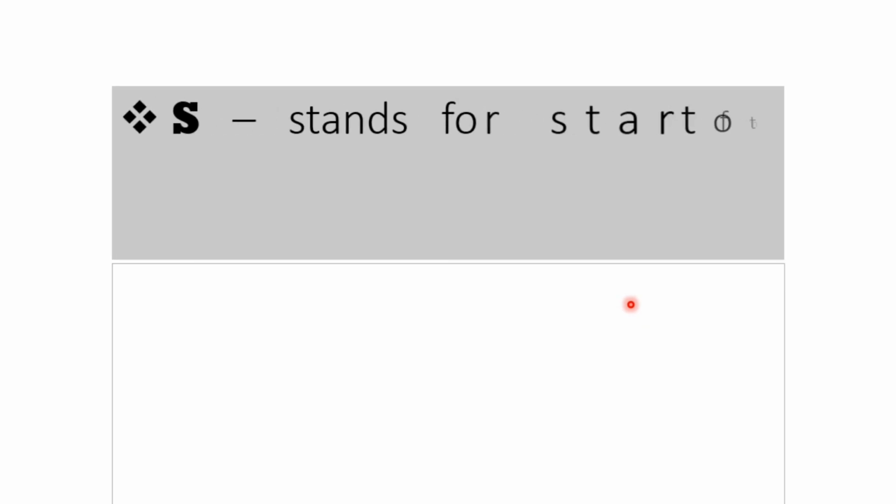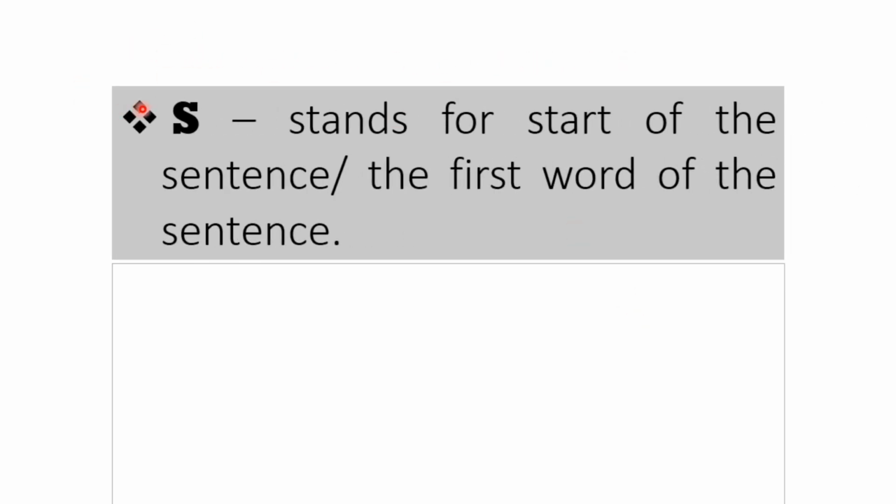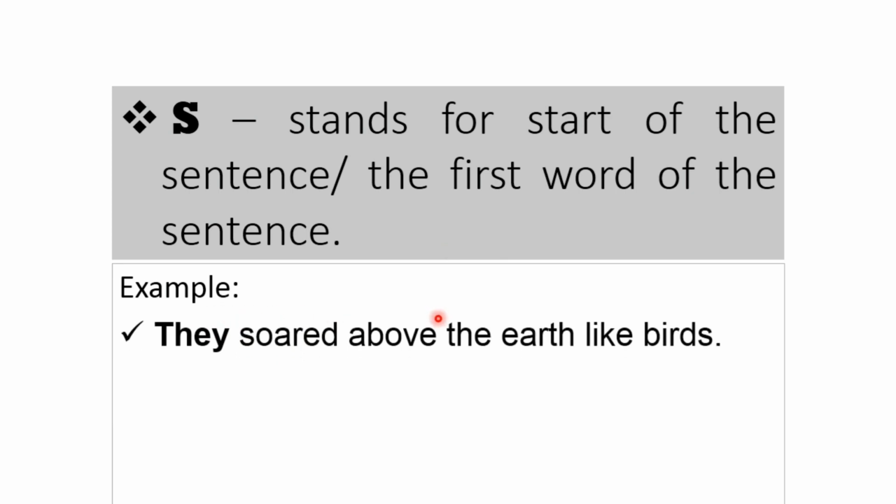And the last one is letter S, stands for start of the sentence or the first word of the sentence. Always remember that we need to capitalize the start of the sentence or the first word of the sentence. Example, they soared above the earth like birds. She lives in that house. So we're going to capitalize letter T in they and S in she. Why? Because like I said, S stands for the start of the sentence. So we're going to capitalize the first letter of the starting word of the different sentences.